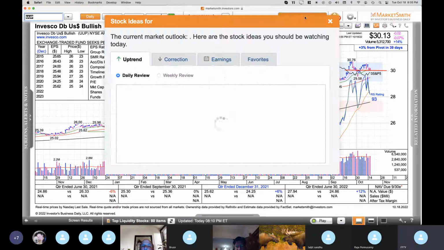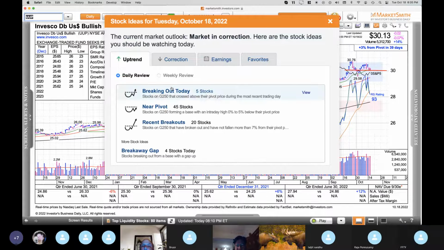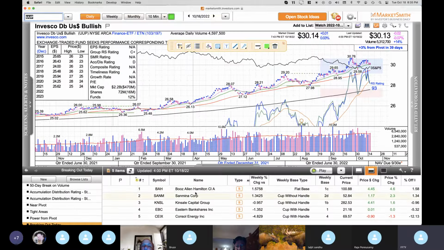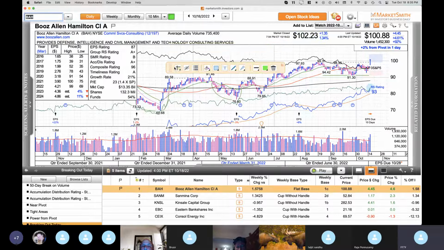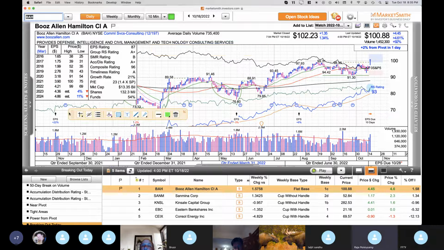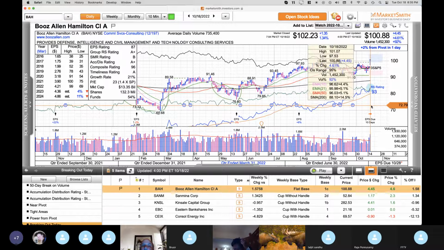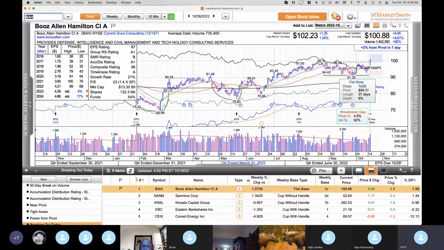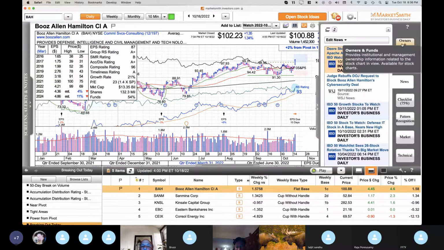So anyway, if we look here, stocks breaking out today from the Growth 50, we have 5 stocks. Let's see which ones they are. We have consulting, defense, intelligence, Booz Allen Hamilton, Addus, Line Blue Dot, Gap, very high volume, and crossover the Livermore 100 price point.